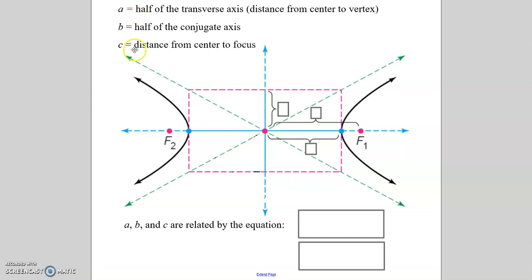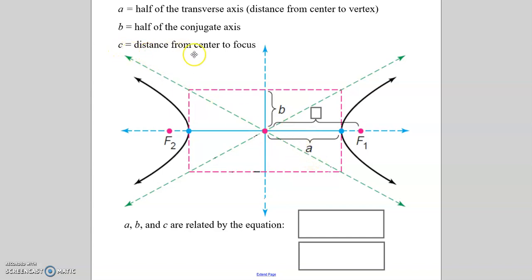Then we have these values a, b, and c, just like we do for an ellipse, but they're defined pretty similarly. a is half of the transverse axis. So you can see right here is a. That's the distance from the center to a vertex. That's the transverse axis. b is half the conjugate axis, which would be right here. That's b. Now for a hyperbola though, a could be smaller than b, or b could be smaller than a.